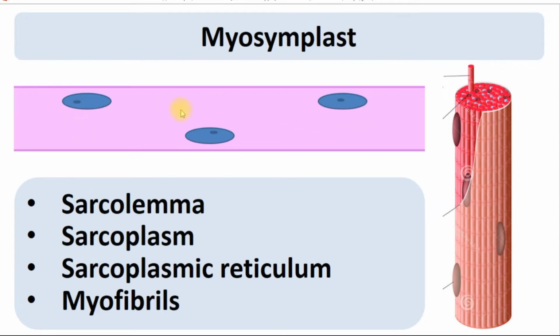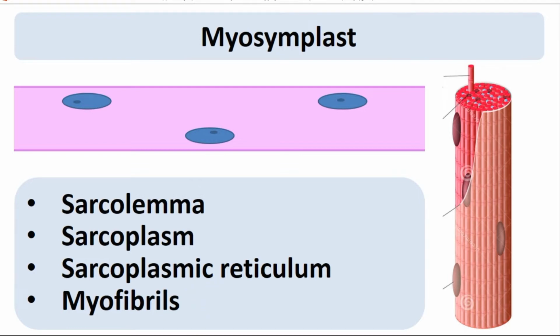The cytoplasm of myosymplast is called sarcoplasm. Here we can see sarcoplasm. It's another name for the cytoplasm of myosymplast. Also, we have sarcoplasmic reticulum. Sarcoplasmic reticulum is the modified endoplasmic reticulum of muscles. It's the smooth endoplasmic reticulum of muscles. And also there are special organelles which are called myofibrils. They are very important for muscles.